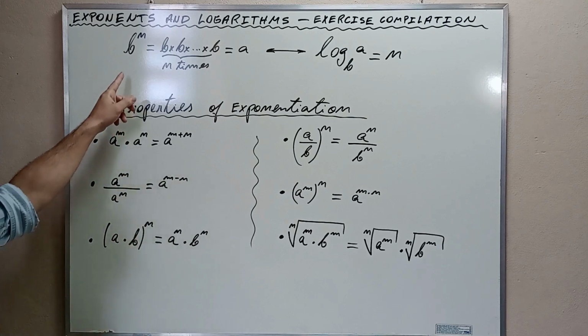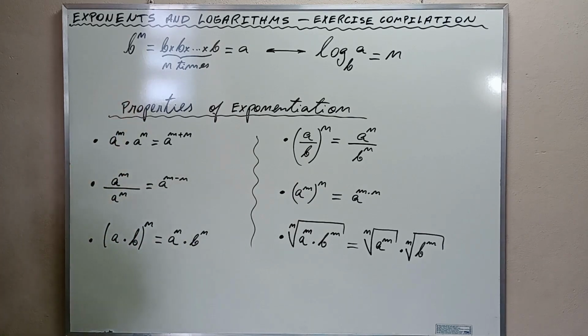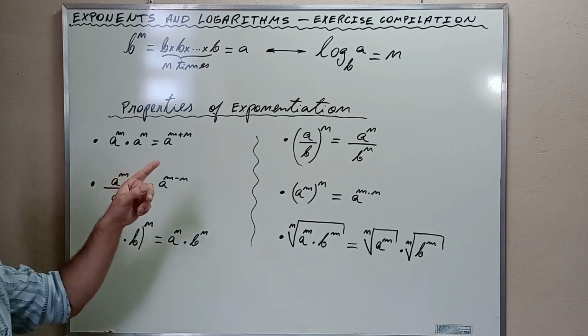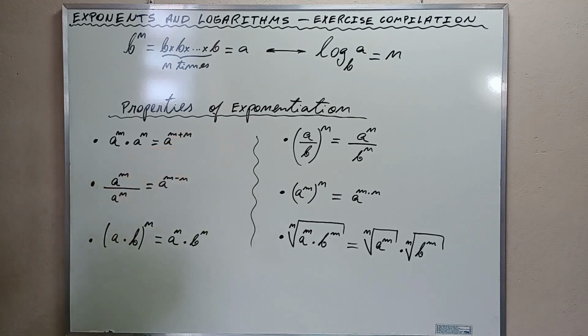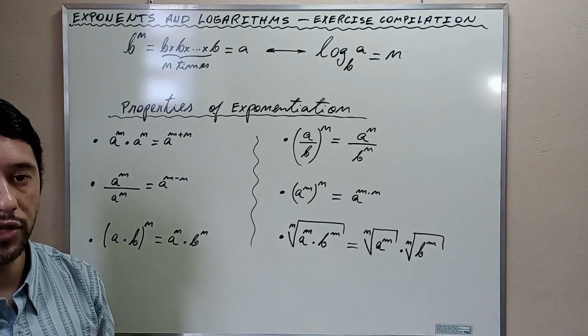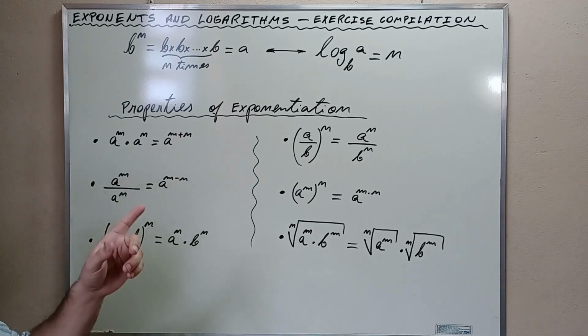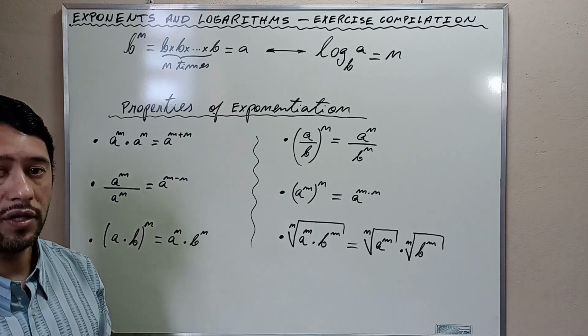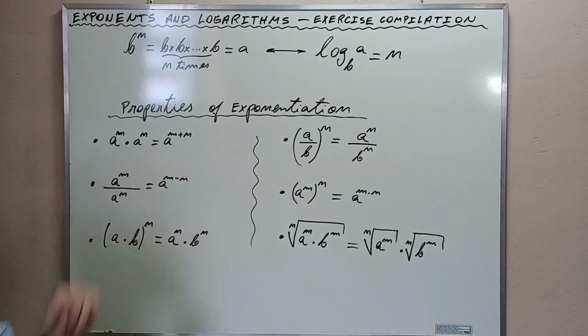It is pronounced "b raised to the nth power is equal to a," or "b to the nth is equal to a" for exponentiation. And for the logarithm, it reads "the logarithm base b of a is equal to n," or "the logarithm of a base b is equal to n."